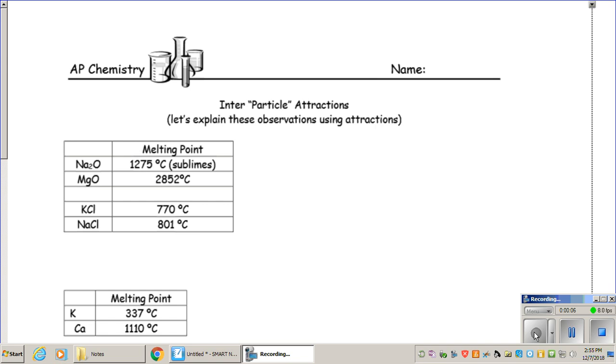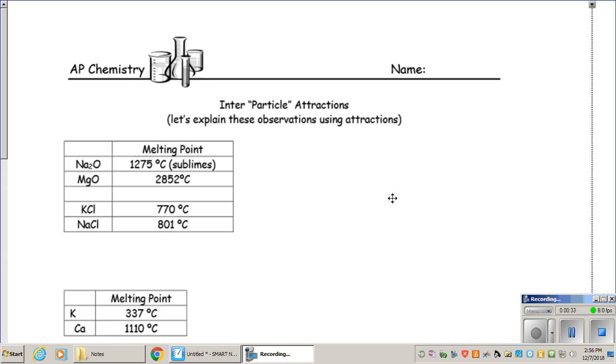Okay, so this is a great time to talk about how we use evidence to determine the type of particle attraction that is being observed with a compound, and what causes things like vapor pressure, enthalpies of vaporization and enthalpies of fusion.